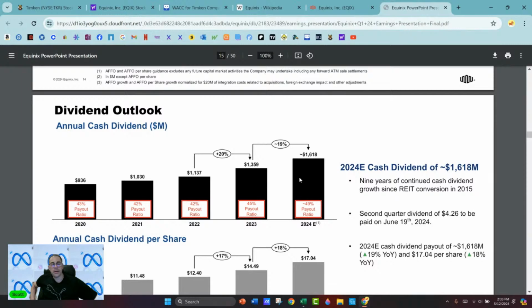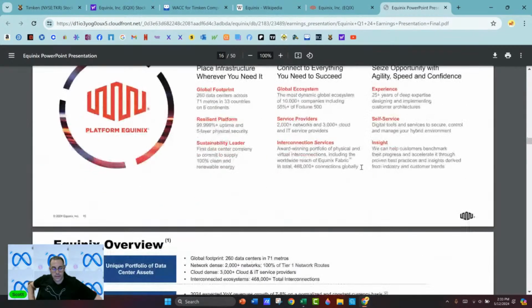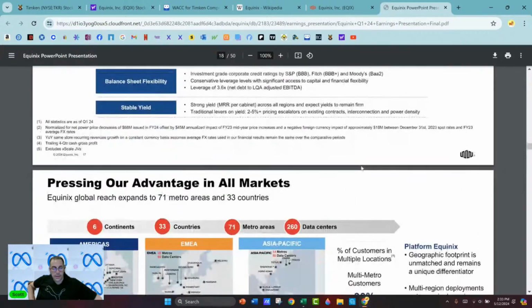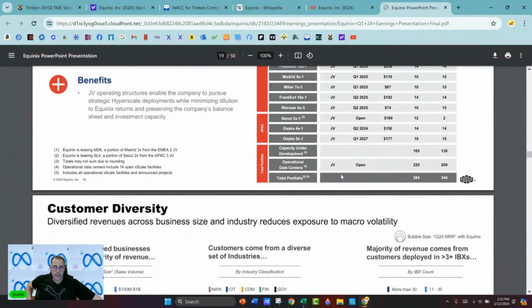They've been growing their dividend. Here's the payout ratio. It's about 50%. Looks good. I don't really know too much about this company. It's hard to say if I would pick them over DRL.